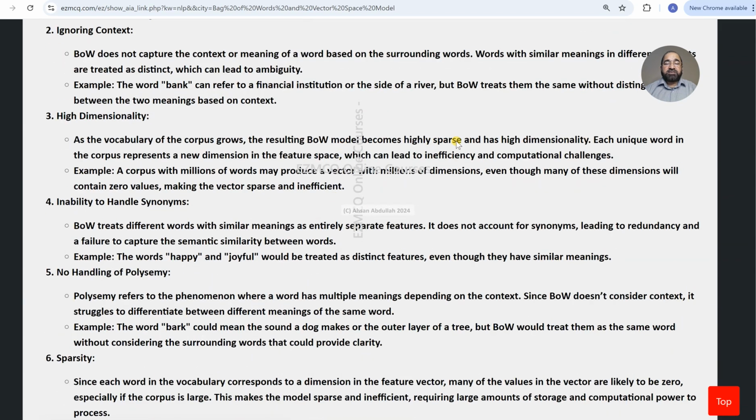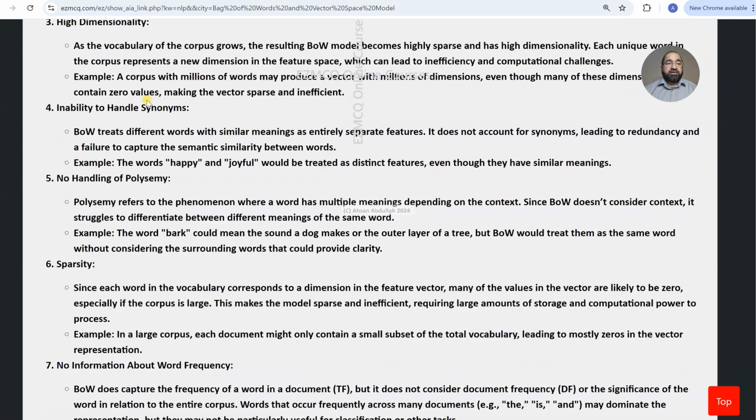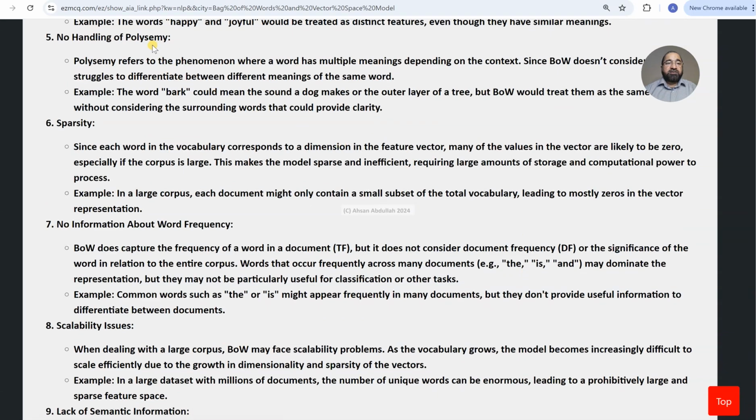It also results in high dimensionality because it is highly sparse: all the vocabulary words, if they are not repeating, will result in a high dimensional space with the curse of dimensionality. Inability to handle synonyms: for example, the words "happy" and "joyful" would be treated as distinct features, while in reality they point to the same meaning. And of course, handling polysemy: "bark" can be the sound made by a dog, and bark is also the skin of the tree, and that is gone.